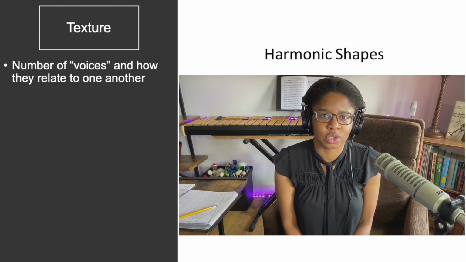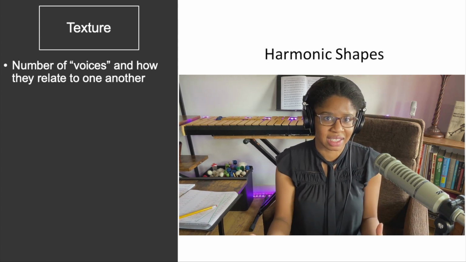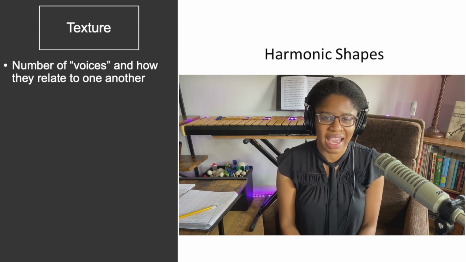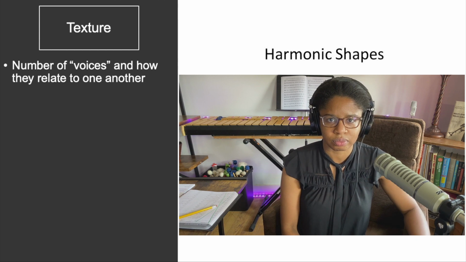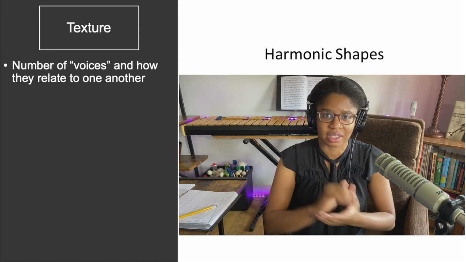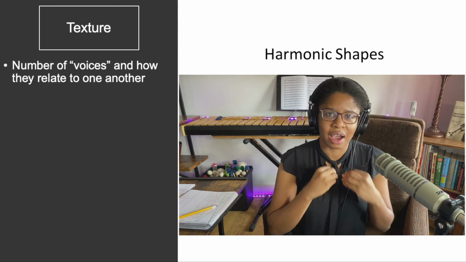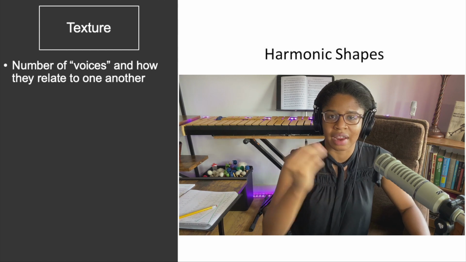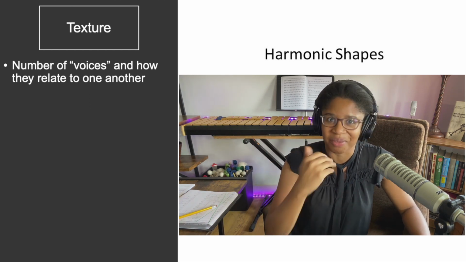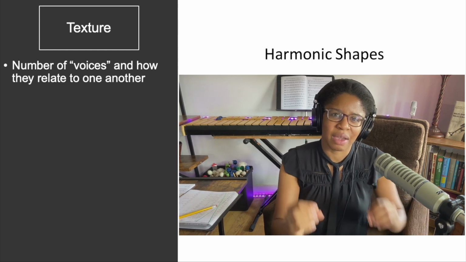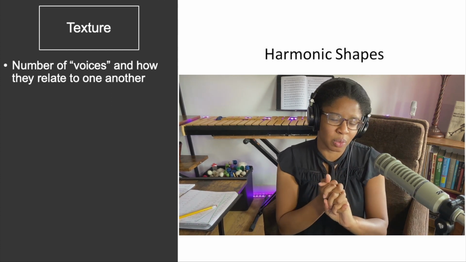Texture refers to the amount of voices that we hear in a piece of music or in a musical performance and how they relate to one another. When we say voices, we basically mean different types of instruments, literal voices, the sounds that are present in a musical performance. So a clarinet can be a voice, a flute, a drum in some ways. And we're concerned with how they relate to one another.